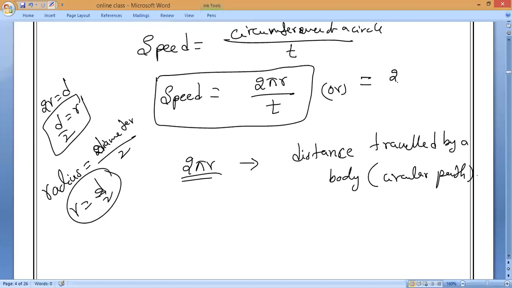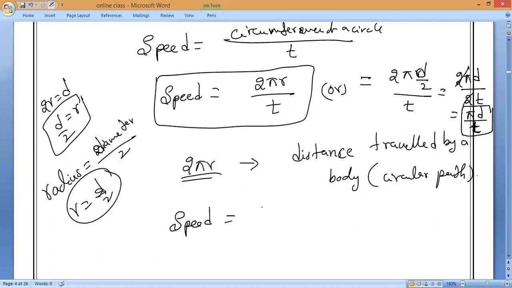If we write that, then 2 pi r becomes 2 pi times d by 2, divided by t, which is equal to 2 pi d divided by 2t. The 2 gets cancelled. So the formula is pi d divided by t. That is also a formula for the speed of a body. So for the speed of a body we have two formulas: one is 2 pi r by t, or else pi d by t. Now, pi d also gives the distance traveled by a body.